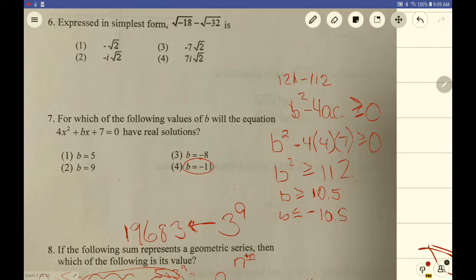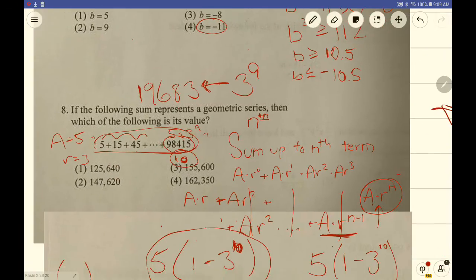Very good. On this one, we just took b squared minus 4ac and looked for it to be greater than 0 so that you would have 2 real solutions. Or if it was equal to 0, you would have 1 real solution. So when we get down to b squared is greater than or equal to some number, take the square root of b squared, and you have to take the positive or negative square root of 112. And that means b is greater than or equal to the positive one, and/or b is less than or equal to the negative one.